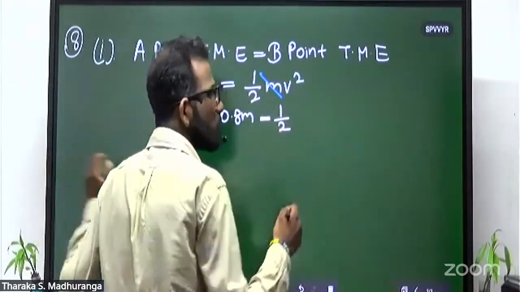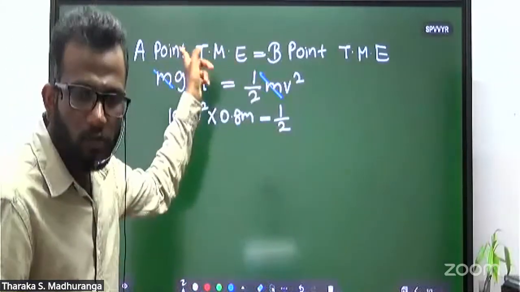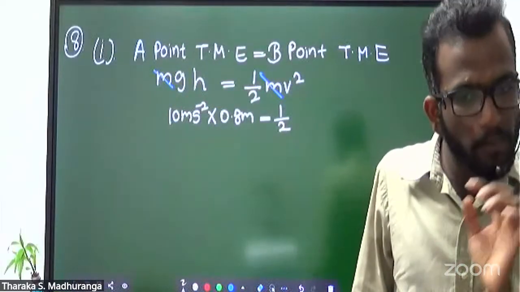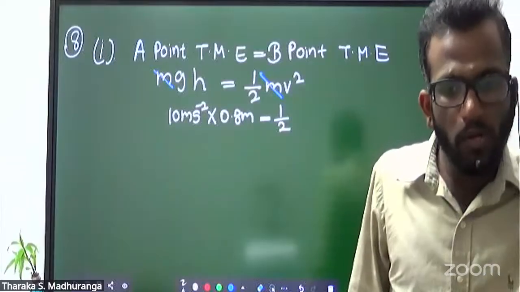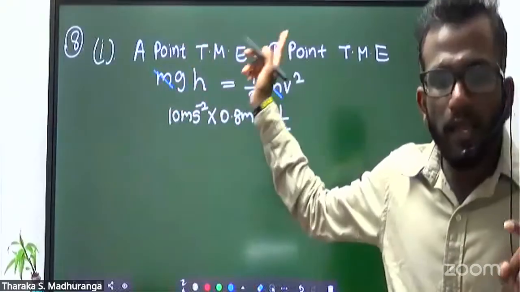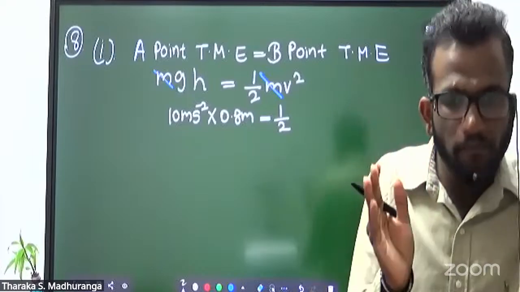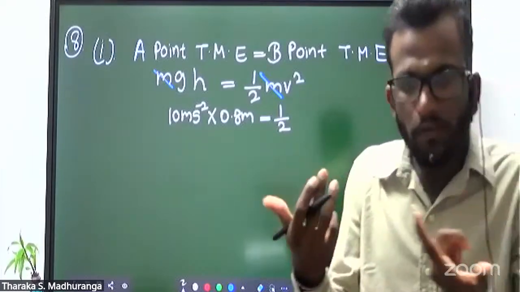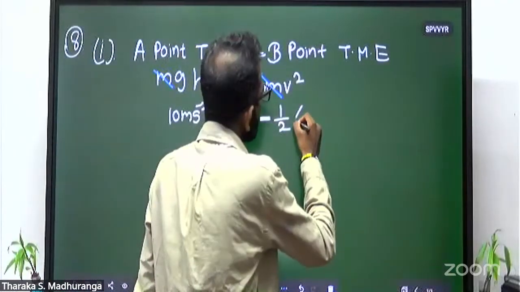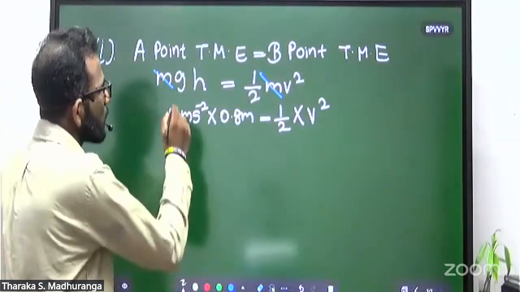Then half v squared. When you were doing this question, the mass was not given. Why? The mass is cancelled out because at A point and B point, the potential energy of the A point equals the kinetic energy of the B point. In both, the mass is the same value because that is the same object. Therefore, mass to mass cancel out. Understand, focus very well. The velocity is what we are asked, we don't know it.